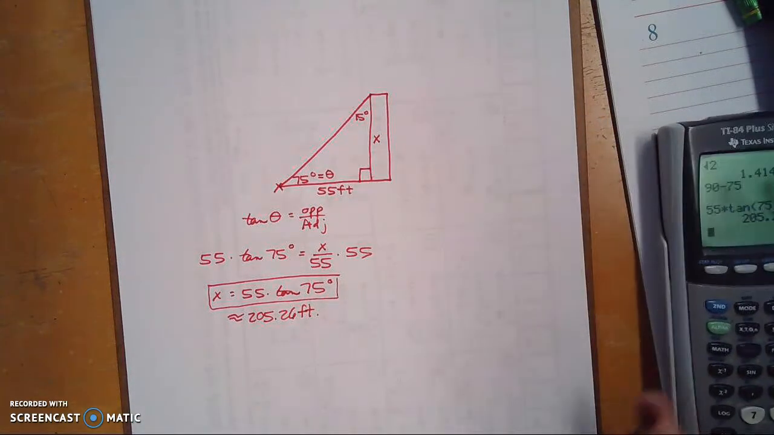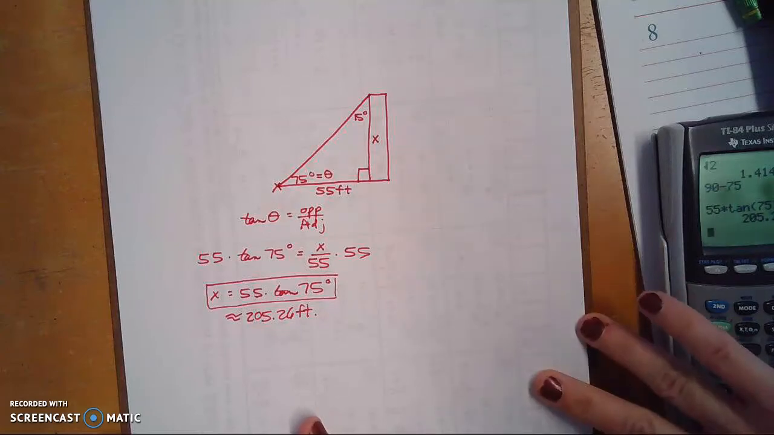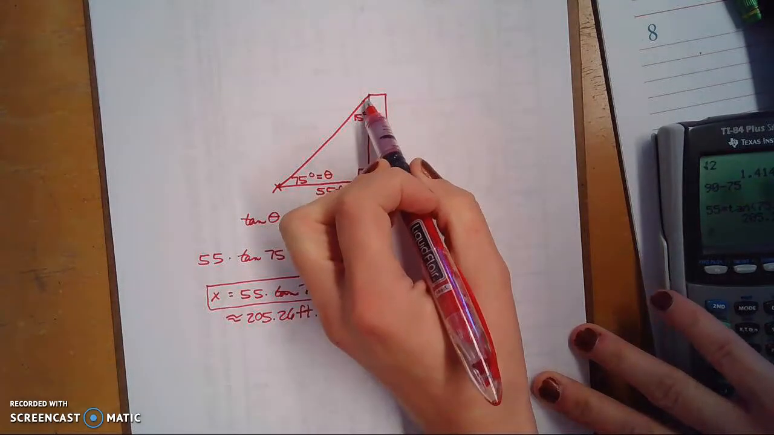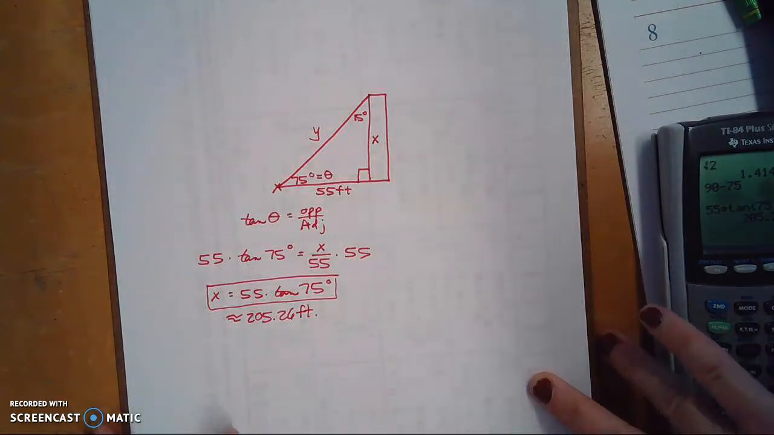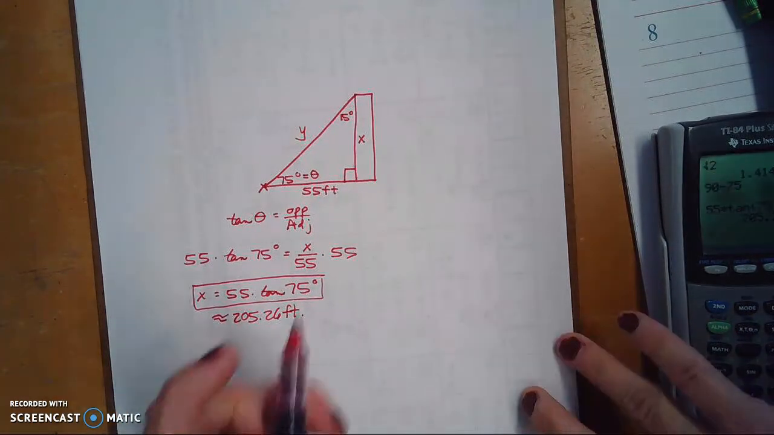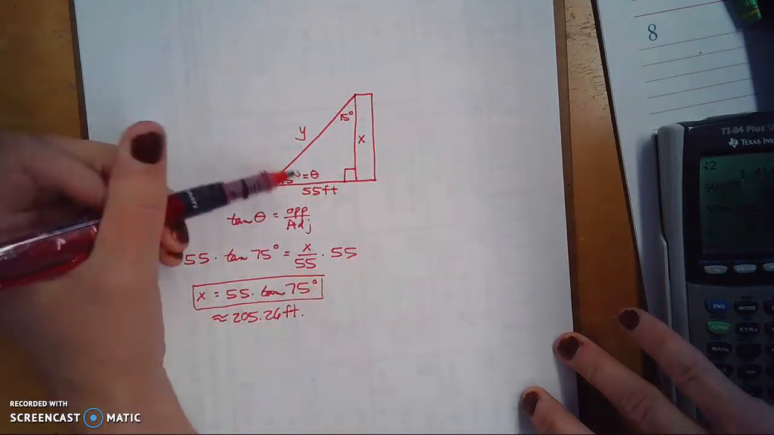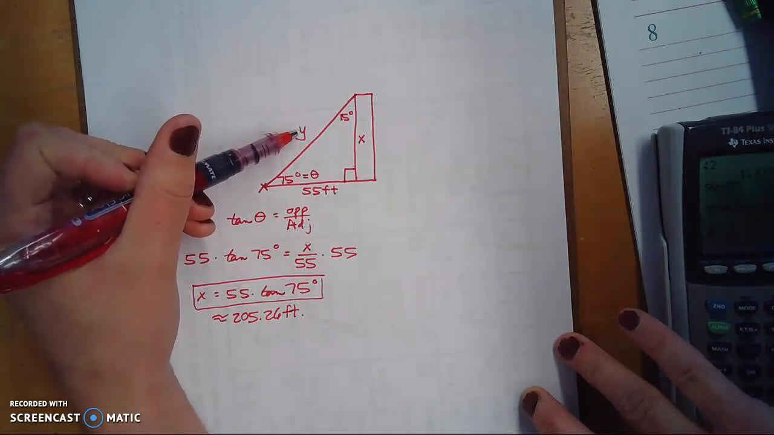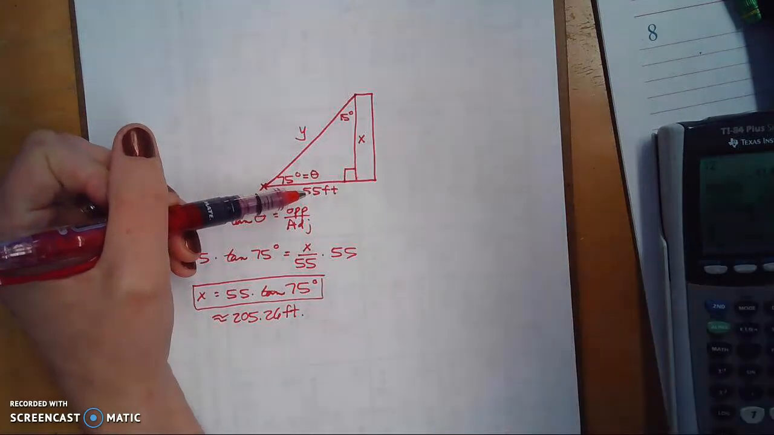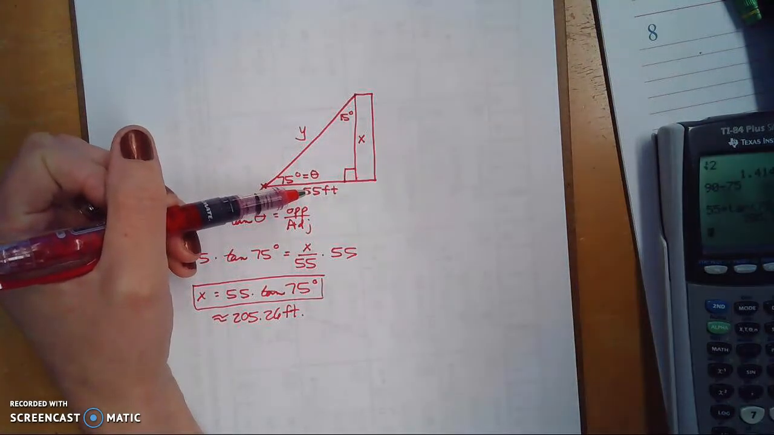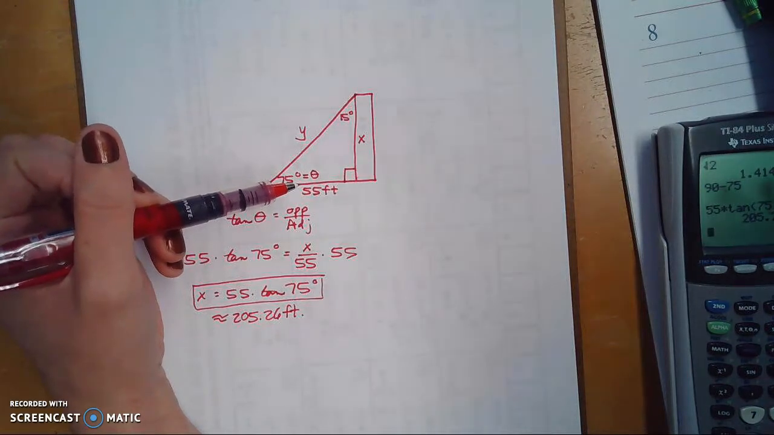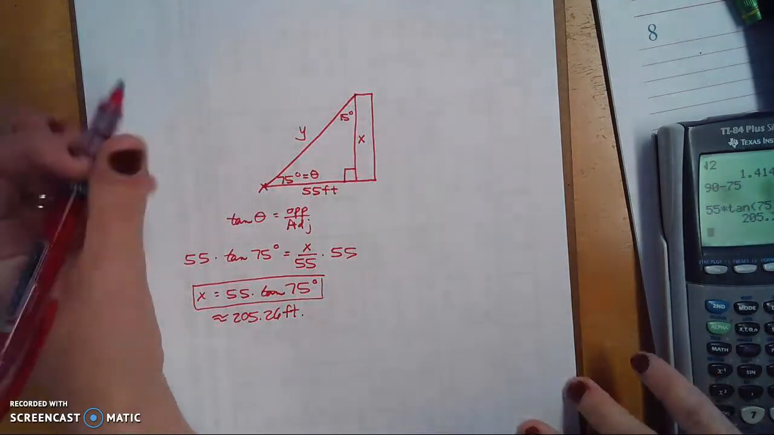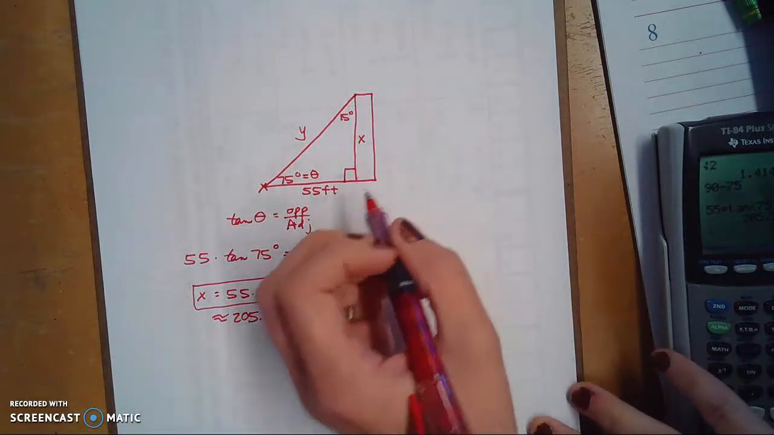Okay? So then the second question is asking me to figure out how long the guide wire is. So the guide wire goes from the top of the tower down to the ground, and I'm going to call that Y. I'm going to continue working with my 75-degree angle as my theta. I know that Y is the hypotenuse, and I know that 55 is the adjacent. So here, what trig function deals with adjacent and hypotenuse? I could use cosine. I could also use secant. I'm actually going to use cosine.